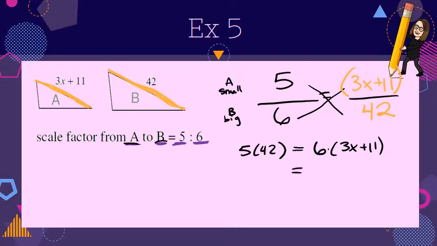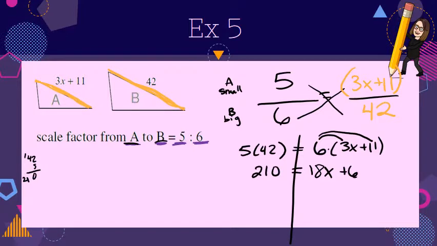So I now need to simplify. I need to take care of 5 times 42. I don't have a calculator, so I'm just going to do that over here quick, which gets me to 210. Over here, I have a number outside of parentheses. I'm following my 4 steps, you guys. So first I need to distribute. 6 times 3x is 18x. 6 times 11 is 66. All right, I need to solve for x.